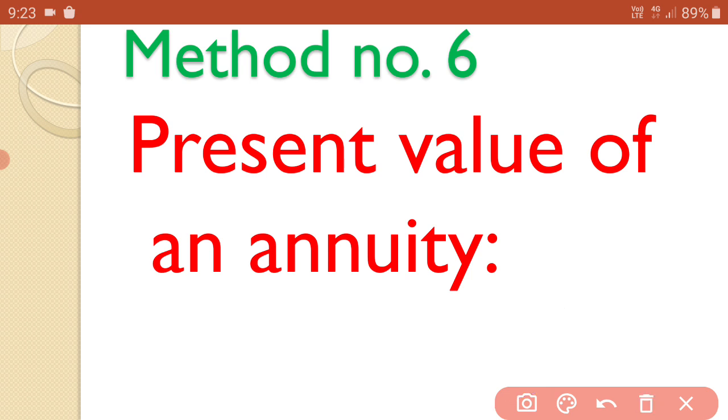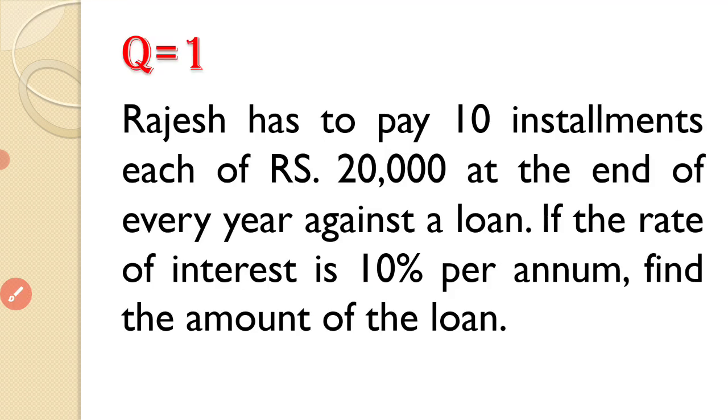Okay, now we calculate question number 1. Rajesh has to pay 10 installments each of 20,000 at the end of every year against a loan. If the rate of interest is 10% per annum, find the amount of the loan.